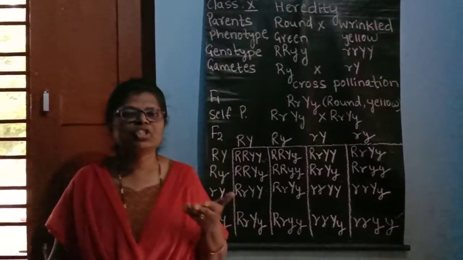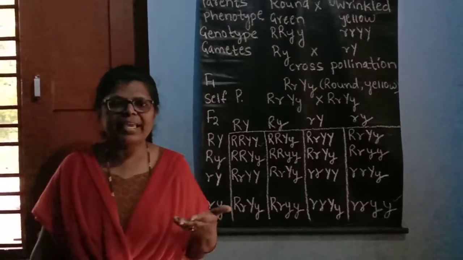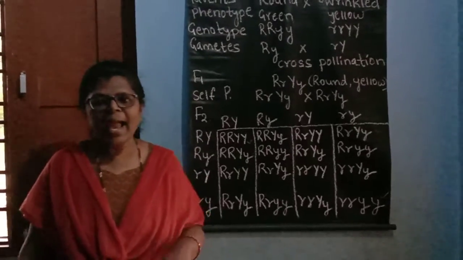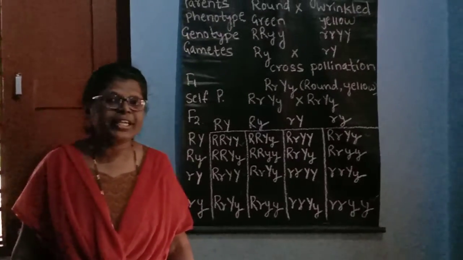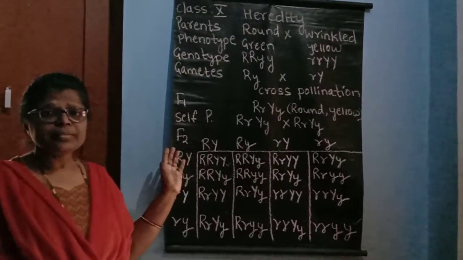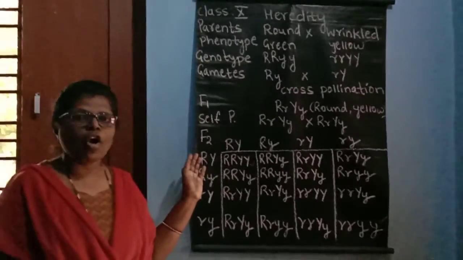It ensures the stability of the DNA of the species. Such a mechanism explains the result of Mendel's experiments and is used by all organisms. So children, you have to note down all these points. So this was about Mendel's experiment of dihybrid cross.